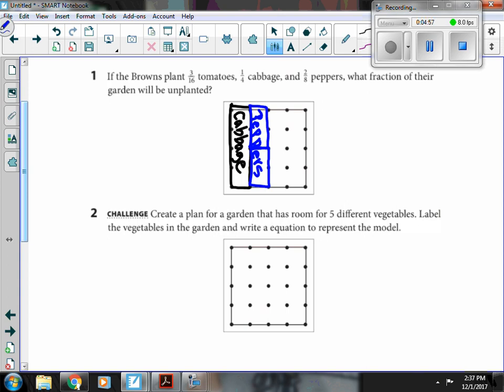And then 3/16 tomatoes. Well, a 16th was each little square. So 1, 2, 3, and all of those will be tomatoes. And then it says what fraction will be unplanted. Since I was using the 16ths, I'm going to keep counting the 16ths. So I have 1 16th, 2 16ths, 3 16ths, 4 16ths, and 5 16ths ungardened.